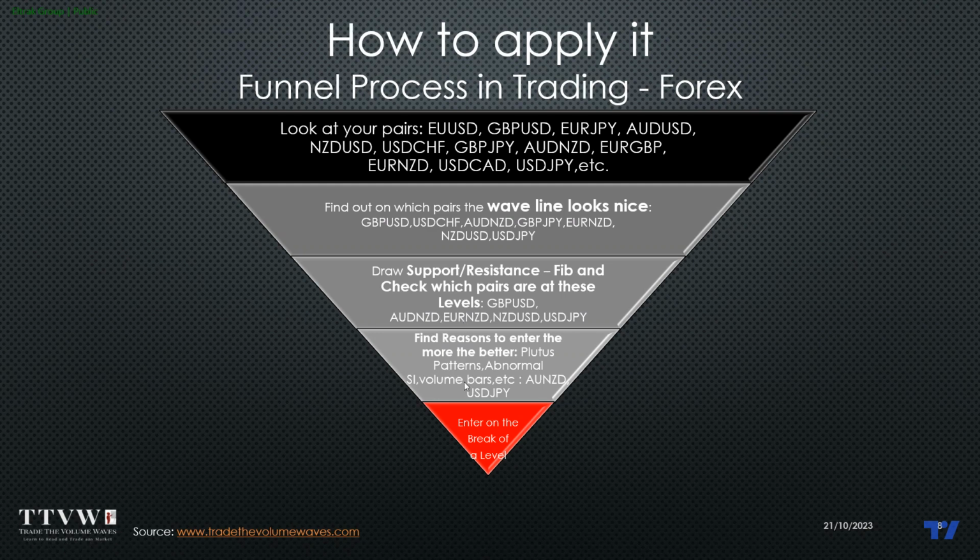Then we need to find reasons to enter on these pairs. So we will look for some criteria, like Plutus patterns or abnormal speed index or volume art. And let's say that out of these 5 pairs, we see this criteria on 2. So this is where we will place our trade on these 2 pairs, and we will place them on a break of a significant level.